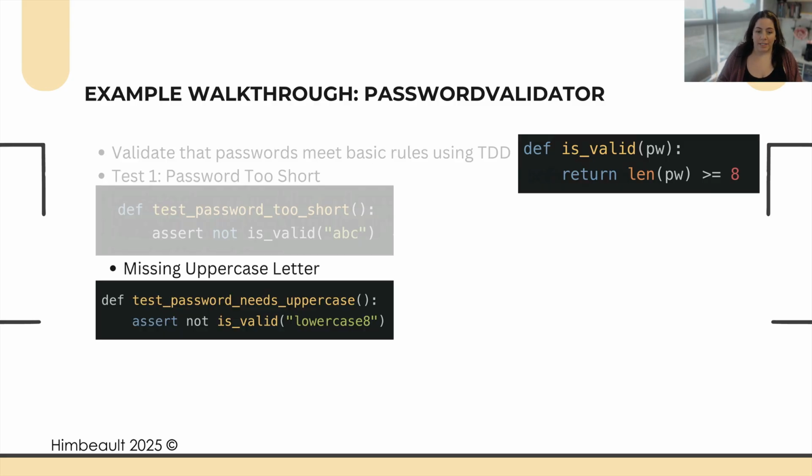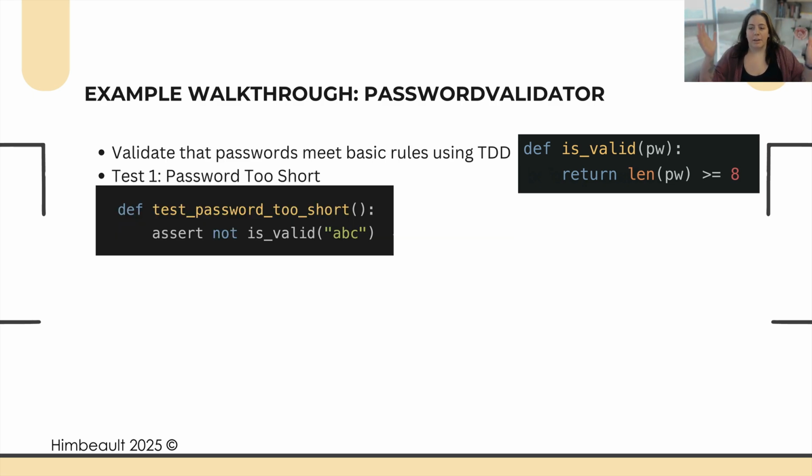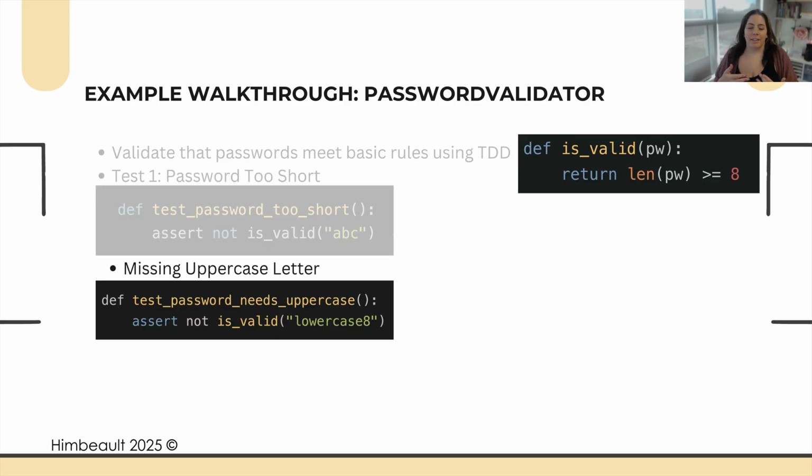And now we'll get our green test. The next thing that we're going to do is refactor, right? But there's nothing to refactor. It's one line of code. It's fine. The next thing we do is we write our next test.